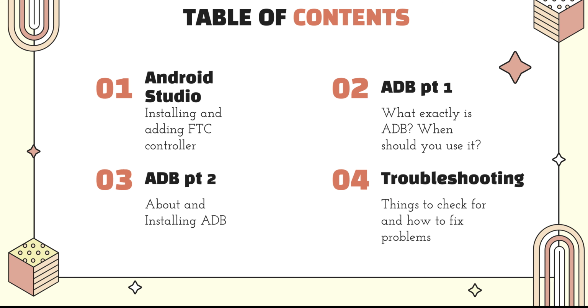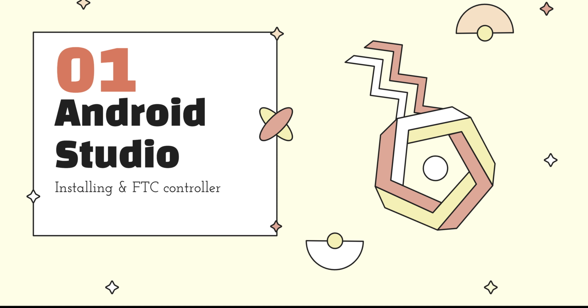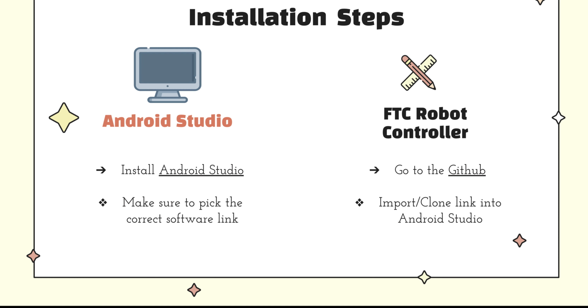So like I said, first we're going to go over a brief overview on how to install Android Studio and adding the FTC controller. We're then going to go over what ADB is and when you should use it. Then we're going to go over installing ADB and troubleshooting. We might go over it, but probably not. So first, Android Studio, installing the FTC controller.